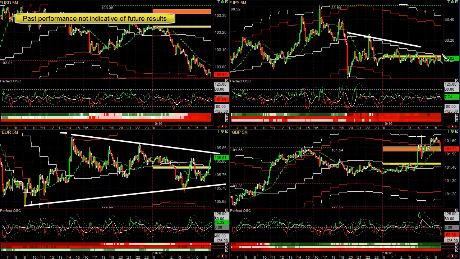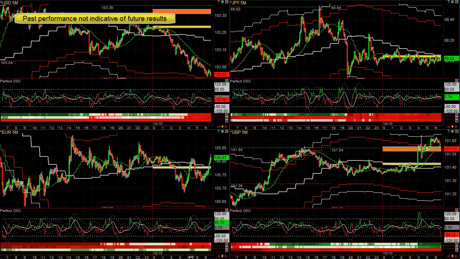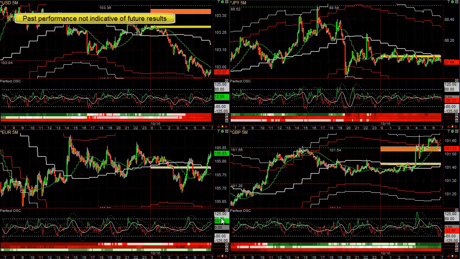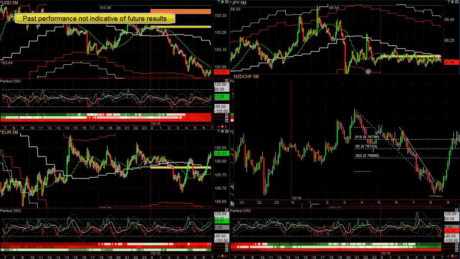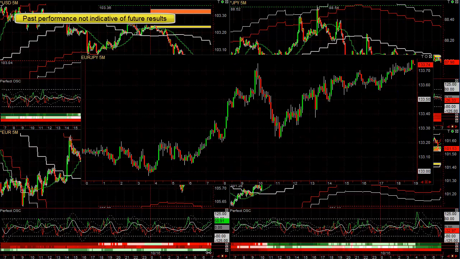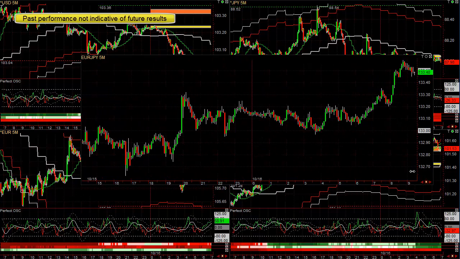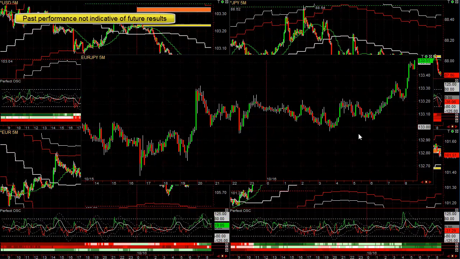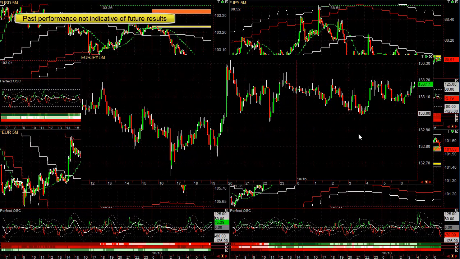The yen has been underneath its hourly moving average all day. So as we scroll forward in this, if the euro breaks out, which it does right here, we want to buy the euro yen. It's that simple. And again, this is around 7 o'clock, so let's scroll this one back too. We'll make this the same color. So when we scroll one back, we'll see them all. Scroll this back to 7.